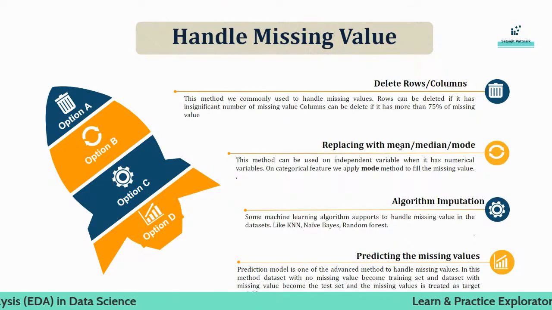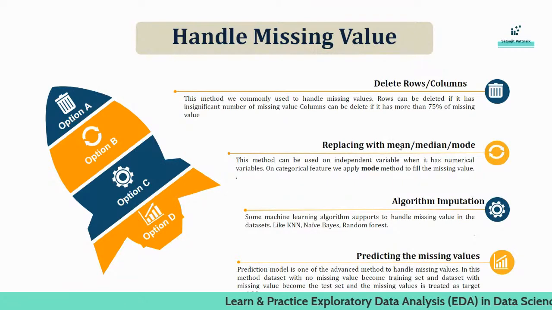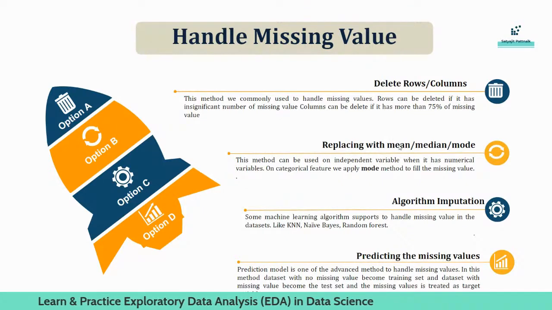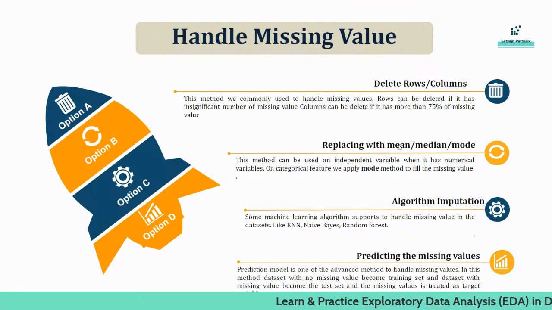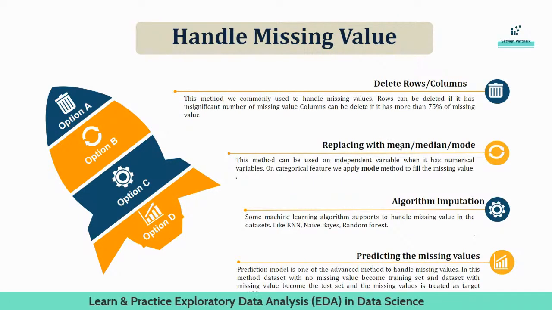Algorithm imputation. What is algorithm imputation? Some machine learning algorithms support handling missing values in the datasets, like KNN, naive Bayes, and random forest. So there are some algorithms which are actually useful and they can also take care of your missing values as well.